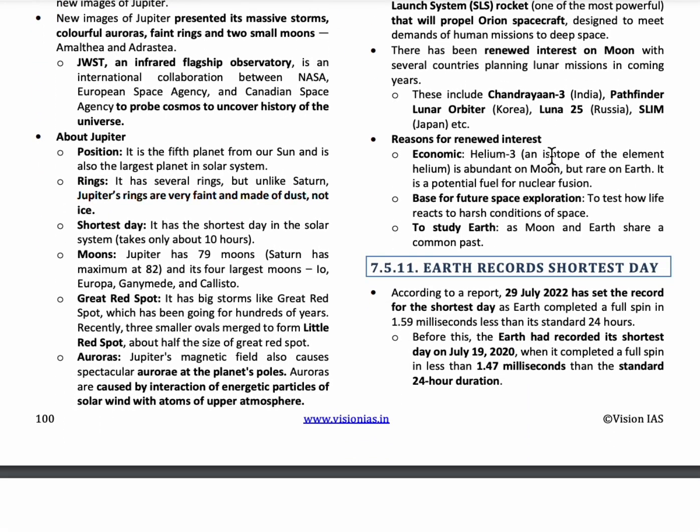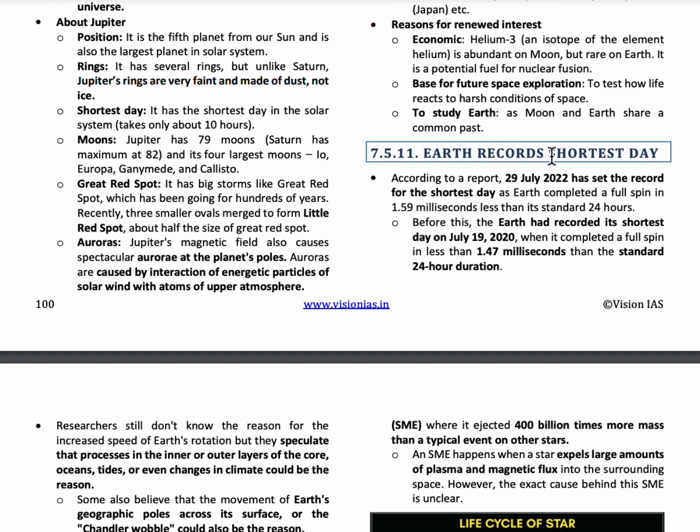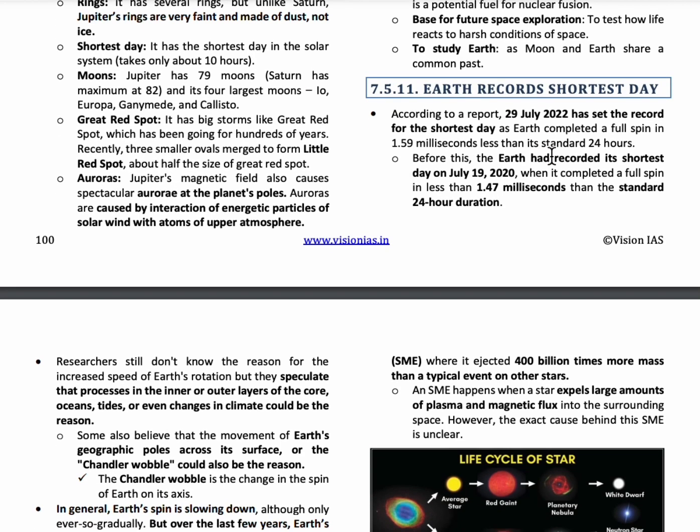The next topic is Earth records shortest day. So 29th July 2022 has recorded the shortest day. So some researchers believe that it was due to the Chandler wobble. So Chandler wobble means the change in the spin of the earth on its axis.